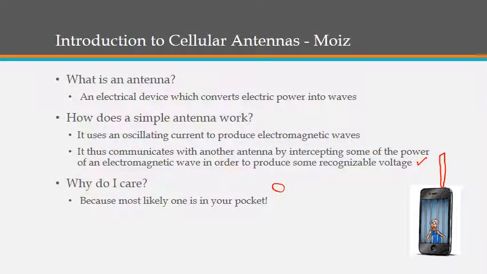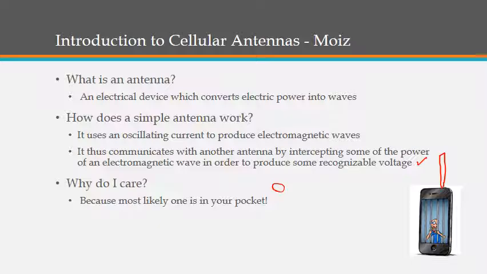So I'm going to be covering the introduction to cellular antennas. So what is a cellular antenna? It's pretty much just an electrical device which converts electrical power into waves. So how does it work? Well, it uses an oscillating current to produce electromagnetic waves, and another antenna would communicate with this antenna by intercepting some of the power produced by the electromagnetic wave in order to produce some sort of recognizable voltage.